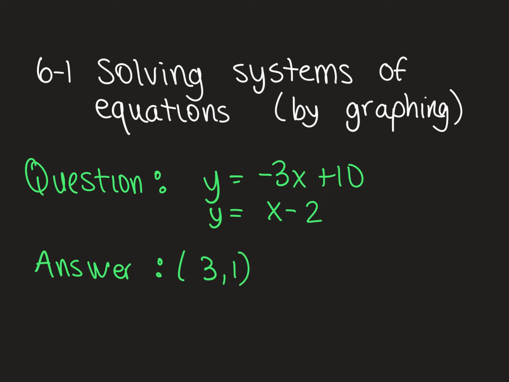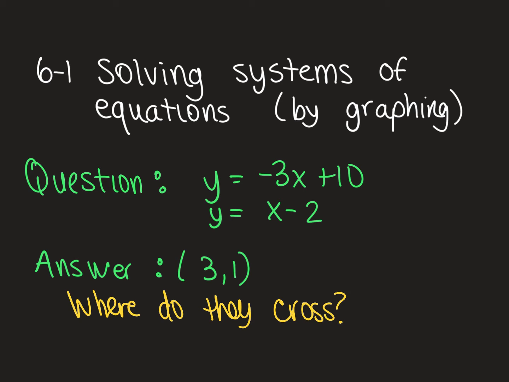You've got an equation, you've got another equation. They both have x's and y's. The answer is an ordered pair. What? What's going on there? The answer is answering the question, where do they cross? Where do those two lines cross?